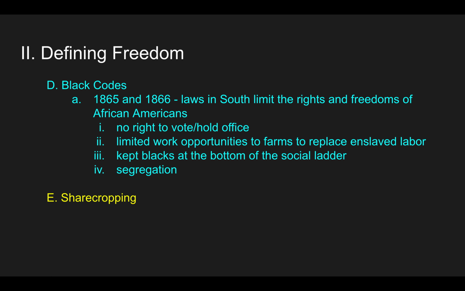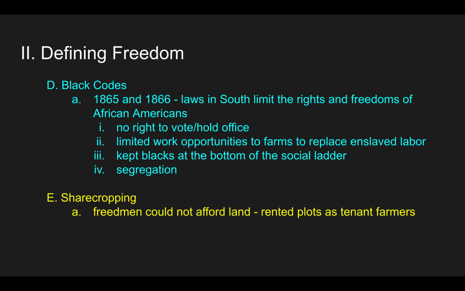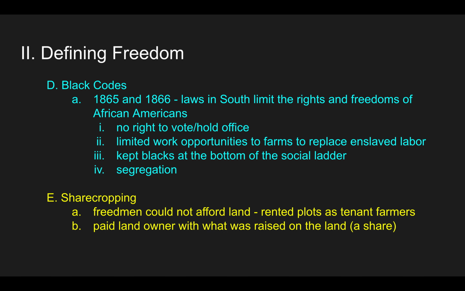And then sharecropping is another aspect of the South that worked against African Americans' newly found freedom. Freedmen could not afford land, so they rented plots of land as tenant farmers. And they paid the landowner with what they raised on the land, whether it was crops or cattle, and that was called their share, hence sharecropping. And oftentimes the landowner was the person that was formerly their master under the system of slavery.